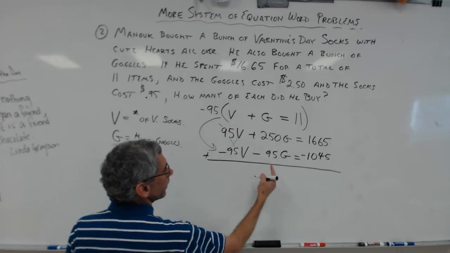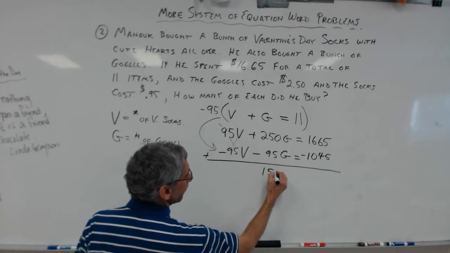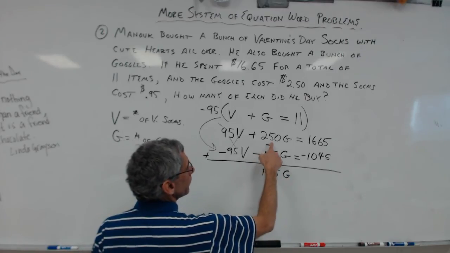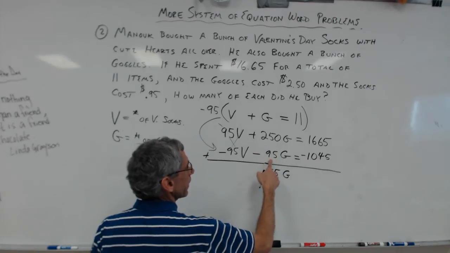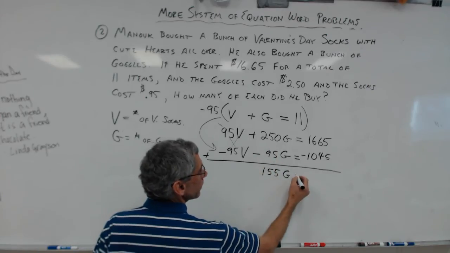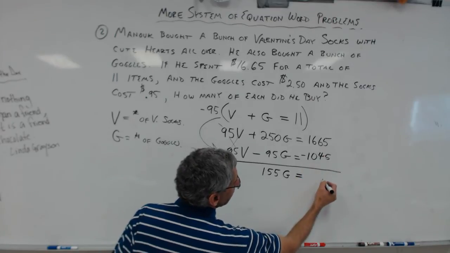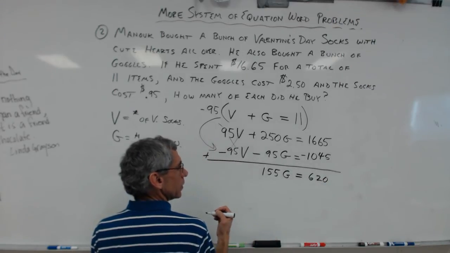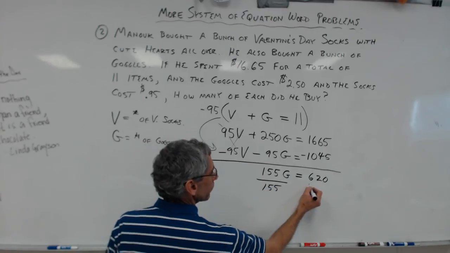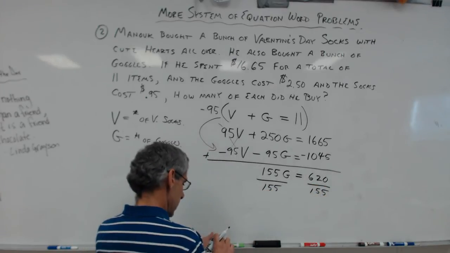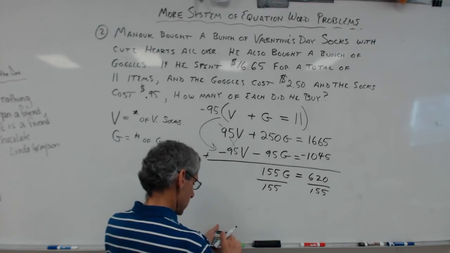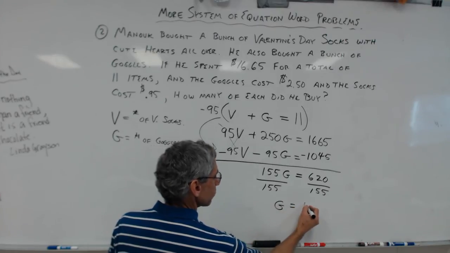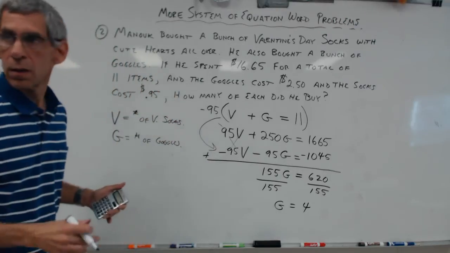So 250 minus 95 is 155, is that right? Well, 100 from 250 would be 150. If I'm taking less than that, it's gotta be 155. Is equal to 1665 minus 1045, which is 620. Yeah, 620. So now I just divide by 155. 620 divided by 155. I got G is equal to 4.